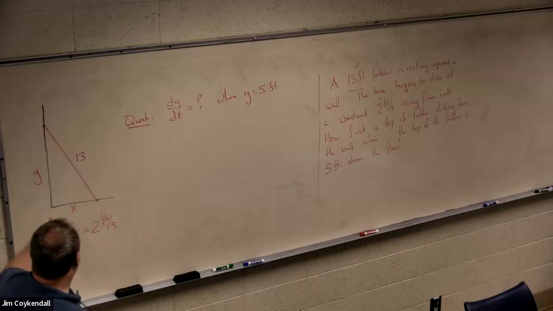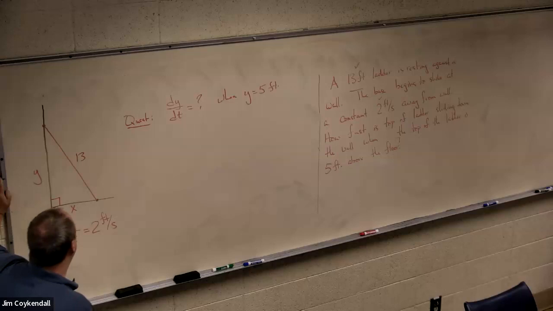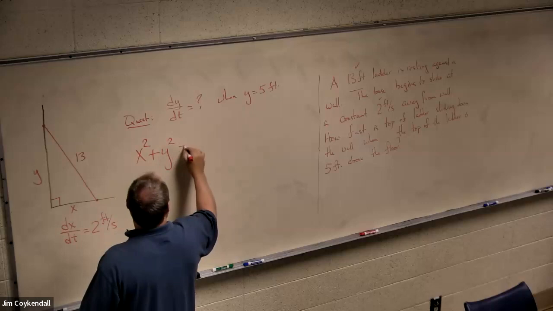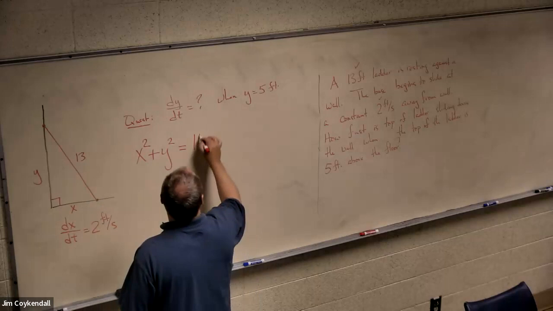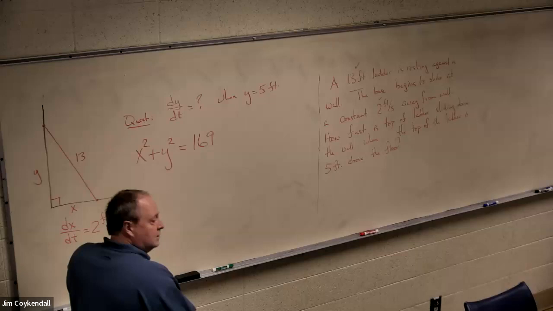What kind of triangle is this? Right triangle. And so the Pythagorean theorem says x squared plus y squared is 13 squared, which is 169. Now, take the derivative of this.